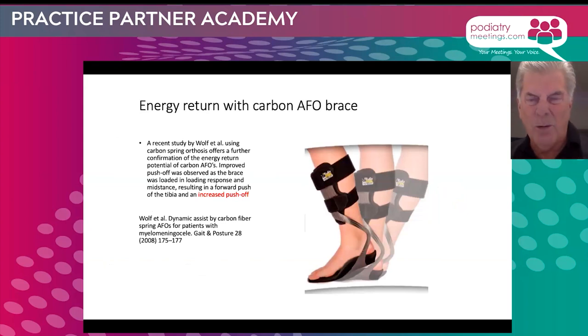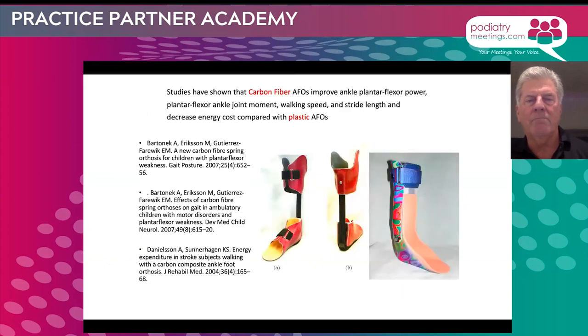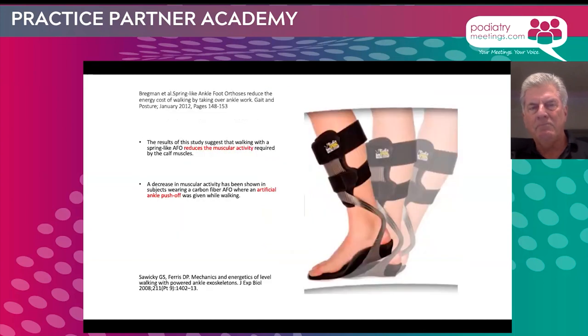Another study showed how carbon fiber AFOs enhance push-off during terminal stance and pre-swing. Compared to polypropylene plastic AFOs, and by the way, walking boots are basically plastic AFOs, carbon fiber braces show increased ankle joint plantar flexion power, increased plantar flexion ankle moment. This is all due to storage of elastic energy. They improve walking speed and stride length, and they decrease energy cost compared to plastic AFOs. So these are all very positive things.